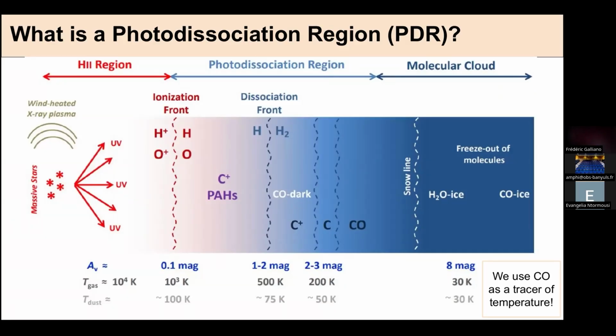So you can see here that we span a range of AV, and we also span a range of gas temperature as well as density. You can see here in the deepest parts of the PDR, where the molecular cloud is, we have CO, and we can use CO as a tracer of the temperature, which is something we'll talk about next.